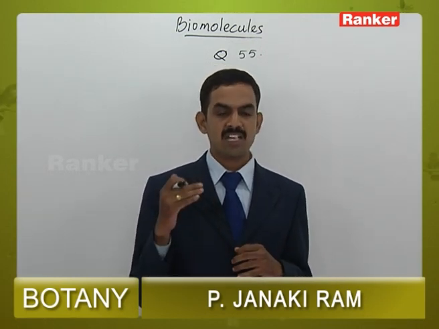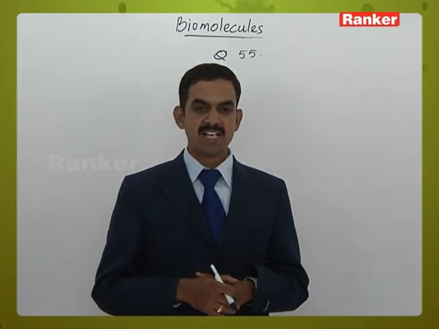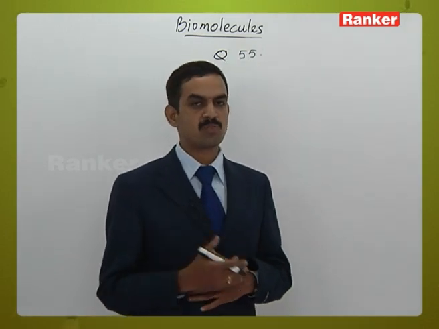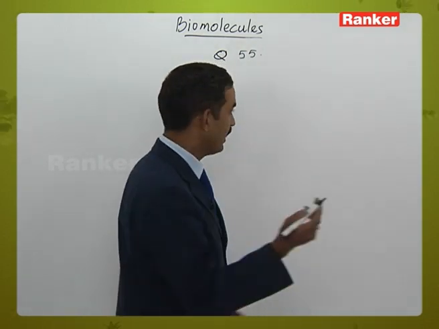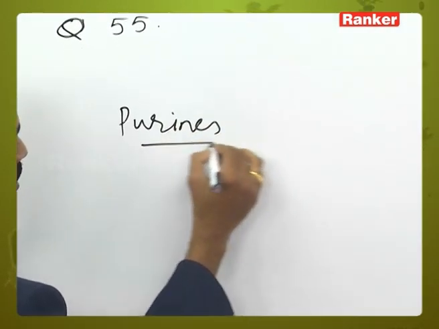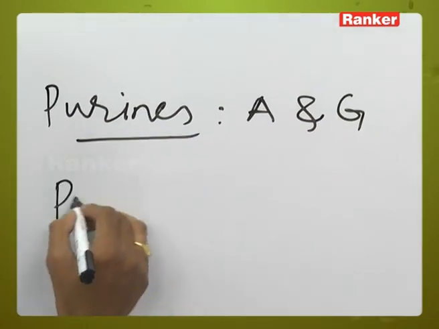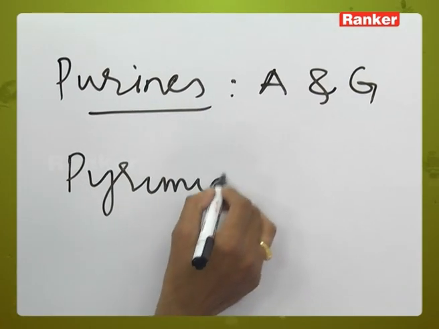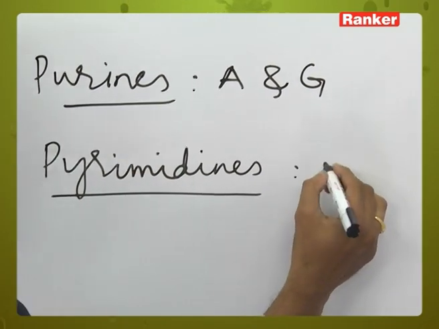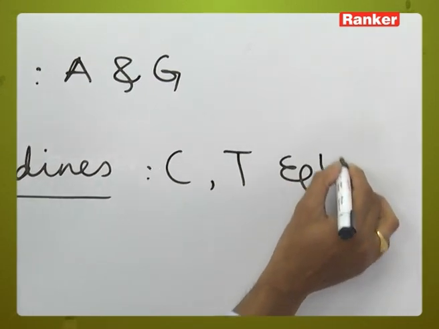So the statement given in the assertion is correct. Then, in nucleic acids, the purine and pyrimidine types are in 2:3 ratio. Here let's see the purines. Purines are adenine and guanine, whereas pyrimidines are 3 types: cytosine, thymine and uracil.